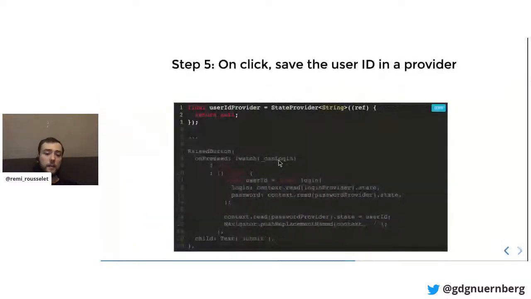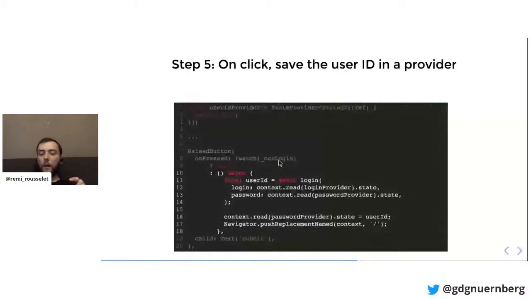And so finally, the last step for our login form would be to expose the user ID after login. For this, we could create a third provider, which stores the token for the user ID. And then inside the on-click of our raise button, we could potentially use Google authentication for Firebase, I don't know, pass it the login and the password, and then obtain a user ID as a result. Once we have this user ID, we can send it to the user ID provider, such that our UI that needs authentication will be able to use the user ID provider. And finally, we can redirect to another route that needs authentication, like the home page, for example.